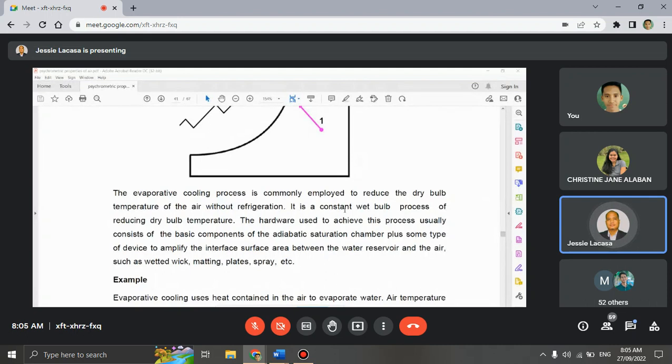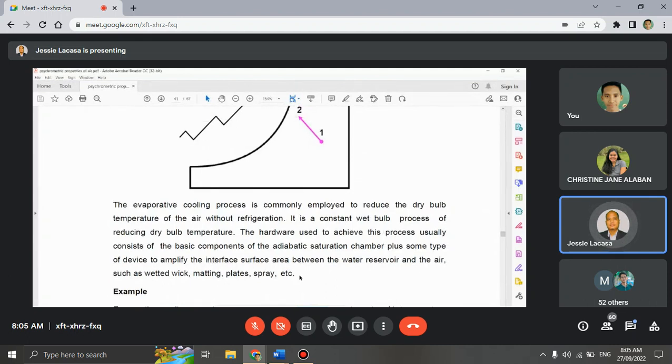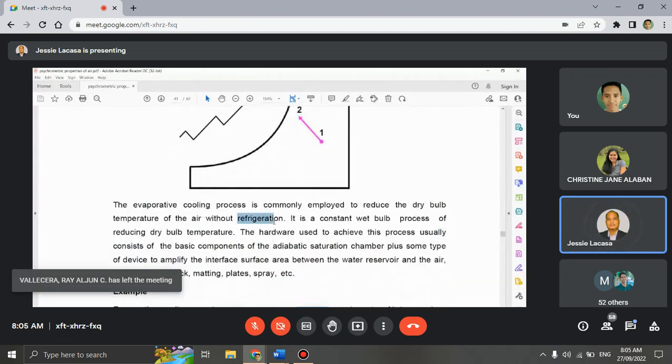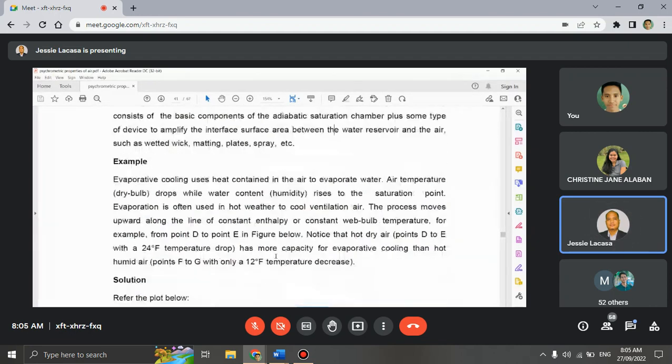In my estimation, this process is the principle used in the cooling tower, without refrigeration, since no refrigerant is used. So the only media are air and water. We have an example problem. Evaporative cooling uses heat contained in the air to evaporate water, so air temperature drops while water content rises to the saturation point.